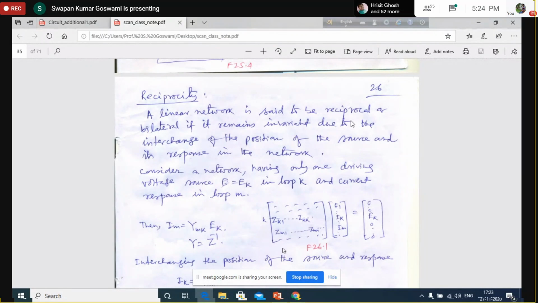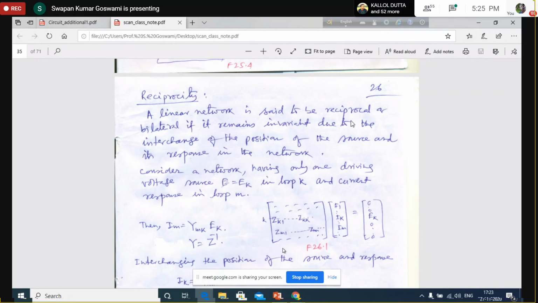Have you studied the reciprocity theorem earlier? Have you studied the reciprocity theorem in the first year classes? No, sir. Reciprocity. It was not done, right? No, sir, it was not done.